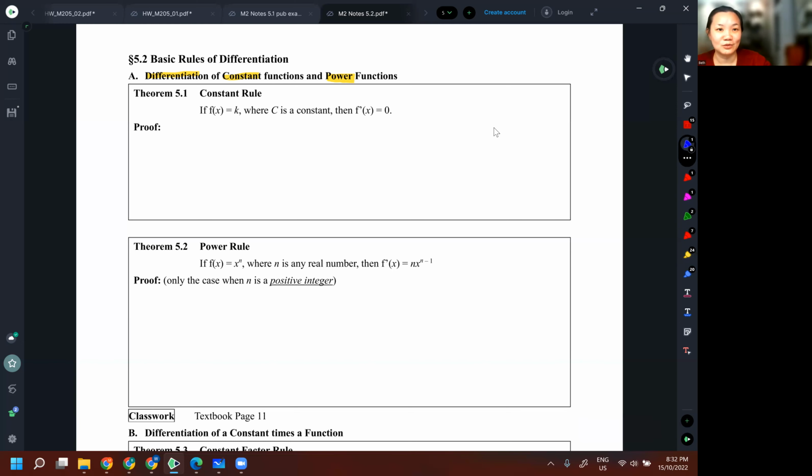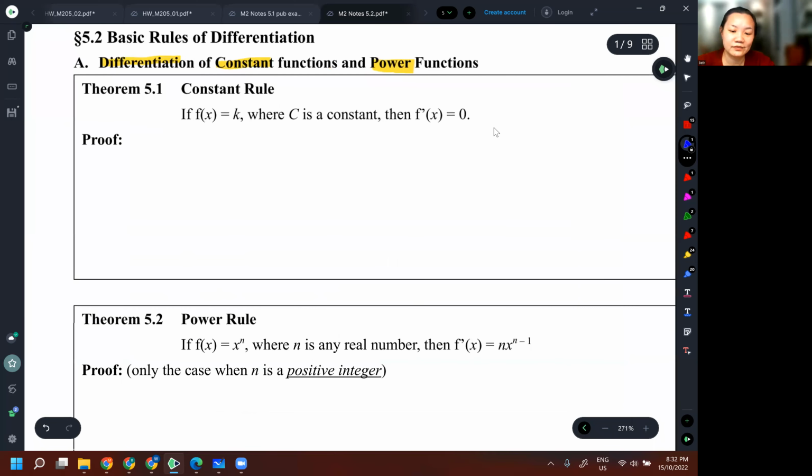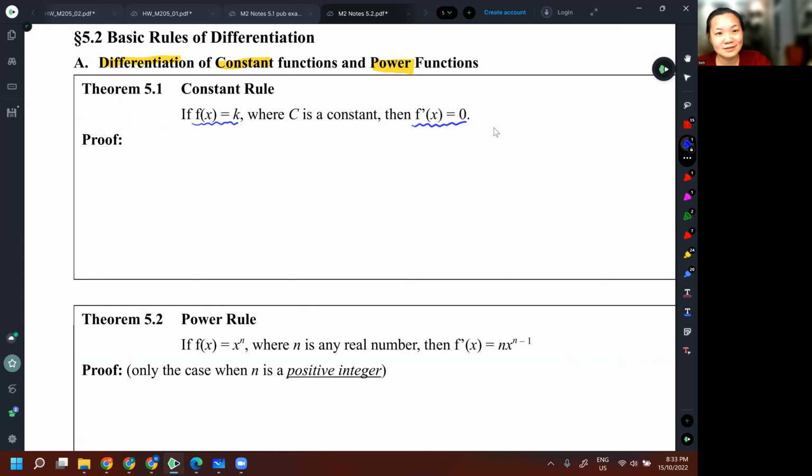The constant rule, I call the constant rule. How to differentiate, say, f of x equal k, where k is a constant. What is the derivative? The answer is the derivative of this constant function is equal to 0. We can prove this result through two separate ways. The first way is the geometry method.